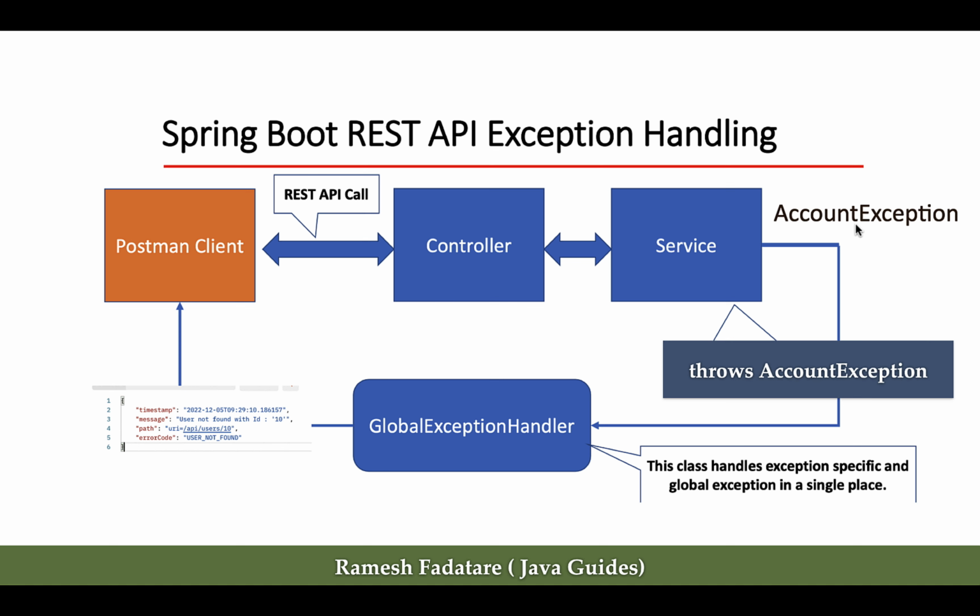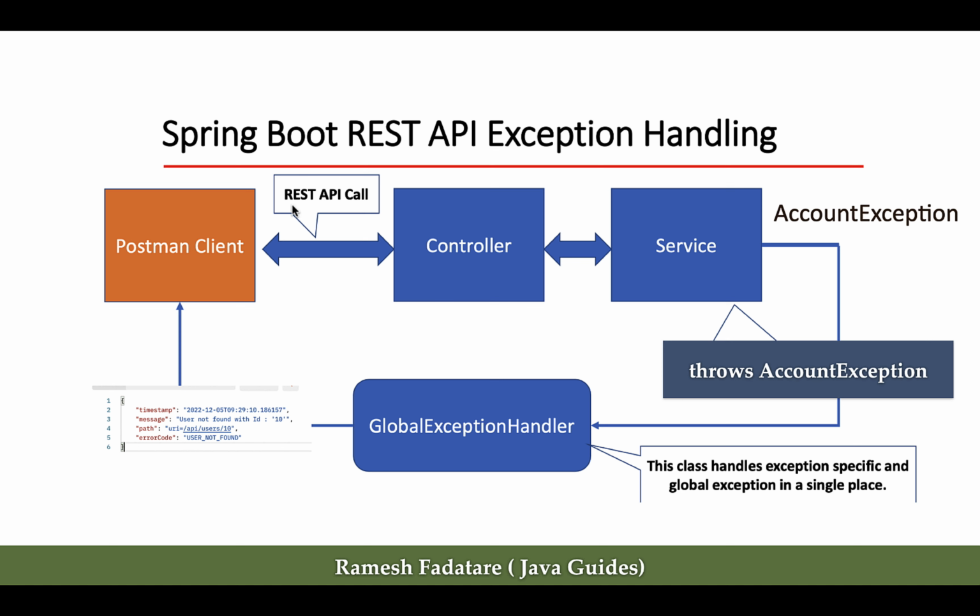Once we throw the account exception, we have to handle that exception, prepare the error response for it, and send that error response back to the client, right? So for that, we'll create a global exception handler class. Within that, we will write logic to handle specific exceptions as well as generic exceptions in a single place. So instead of writing the exception handling logic in each and every controller, we'll create a separate common class and call it the global exception handler, and within this class we keep all the exception handling related logic. Okay, so this is basically the flow.